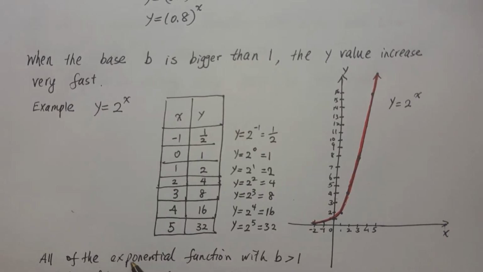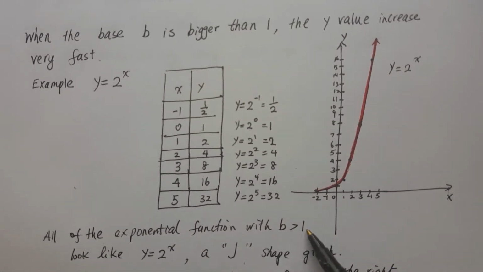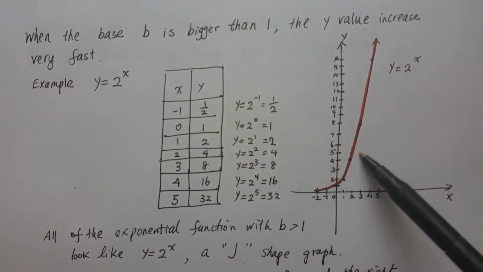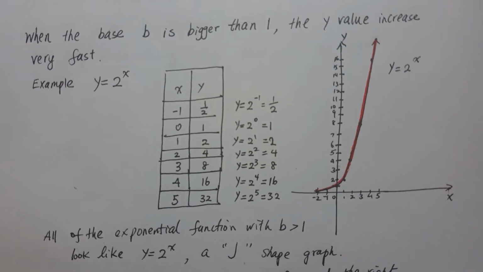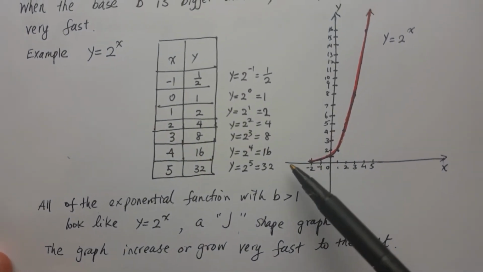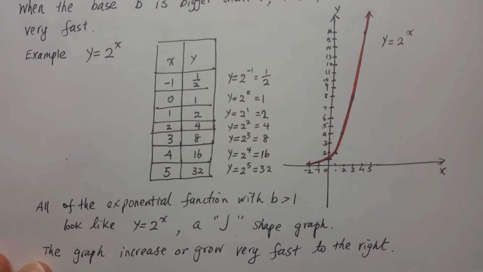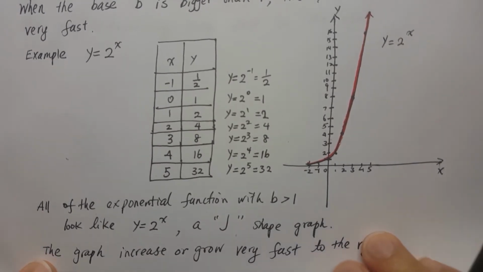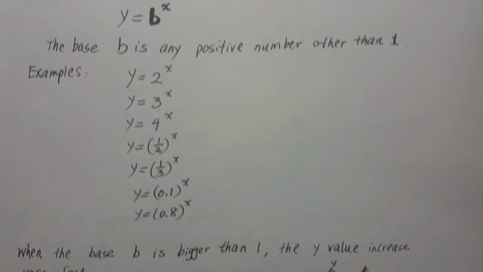So all the exponential functions with b bigger than 1 look like y equal to 2 to the x, a J shape, like a J. See that? Like a J. The graph increases or grows very fast to the right. You go like this, really fast. Now let's see what happened if you have a b that is smaller than 1.